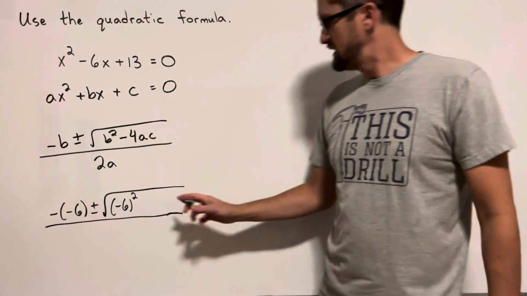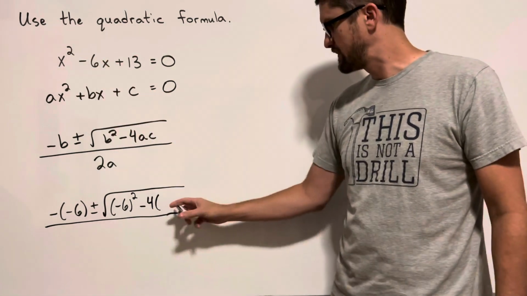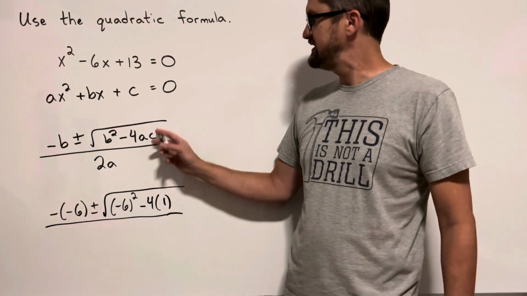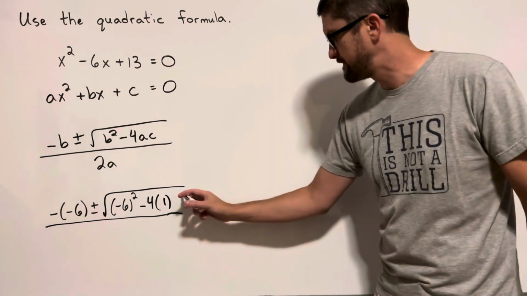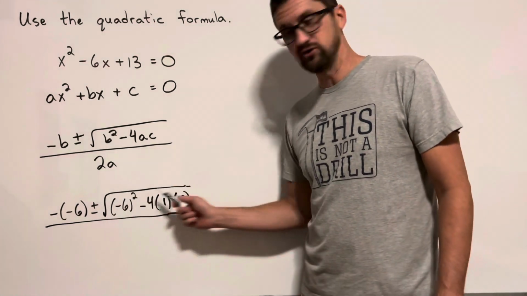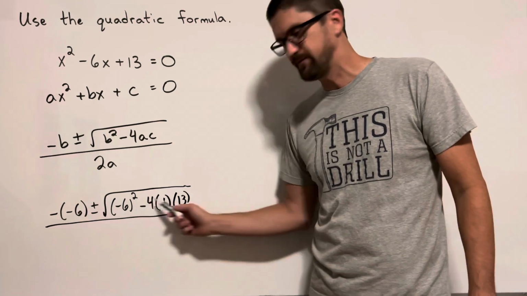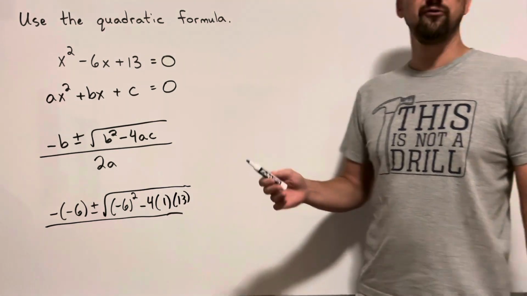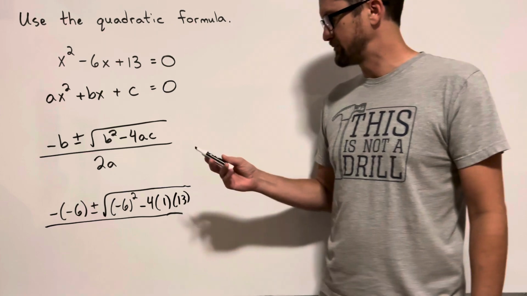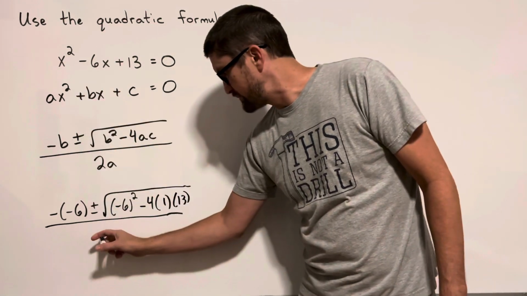And then we have minus 4 times the a value. The a value is 1. And times the c value, which is 13. And that's all in the square root symbol. The square root symbol is acting like a grouping symbol, so you need to do everything inside here first before applying the square root operation. And the bottom is 2 times a. A is 1, so the bottom is 2 times 1.